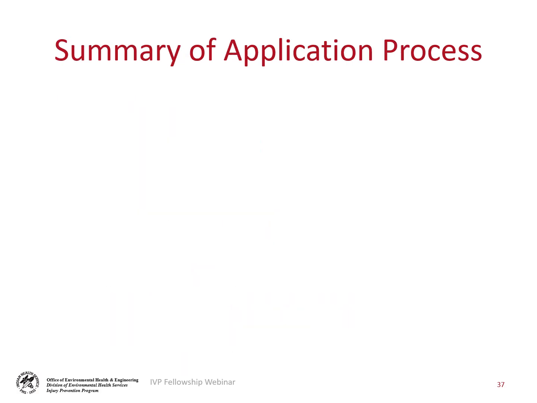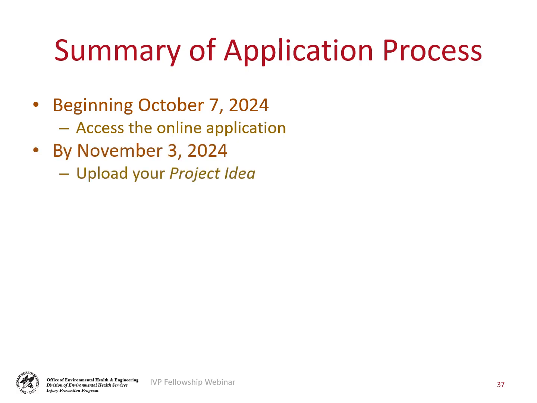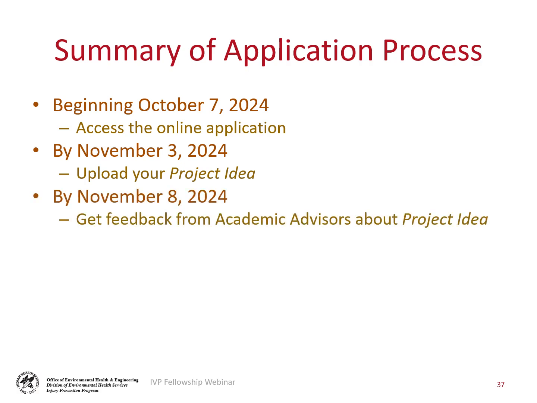Here is a reminder of the timeline for the application process described earlier in this webinar. Beginning October 7, 2024, you can access the online application by returning to the web page where you obtained the link to this webinar. Online applications can be completed over several days. In other words, the questions do not need to be answered in one sitting, but you must use the same computer and the same browser. By November 3rd, upload your project idea for review. By November 8, you should have met with the academic advisors and your mentor to get feedback on your project idea. You will then revise your project idea to submit it with your application.